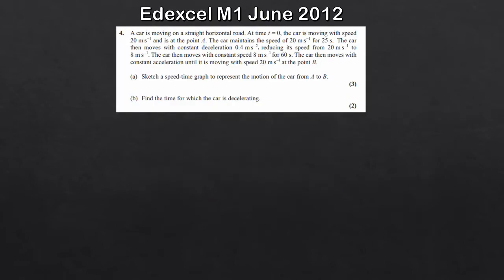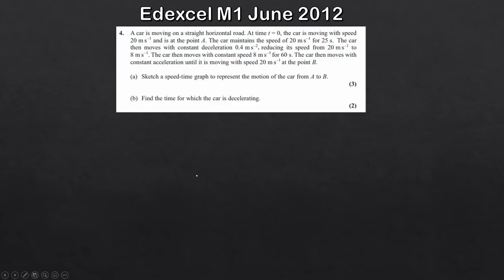The next question then, this is one of these questions where you actually have to sketch your own speed time graph. So let's have a look at this one. We've got a car that moves on a straight horizontal road at time t equals 0. What we know here is that the speed here will be the initial speed, which we're told is 20 meters per second.